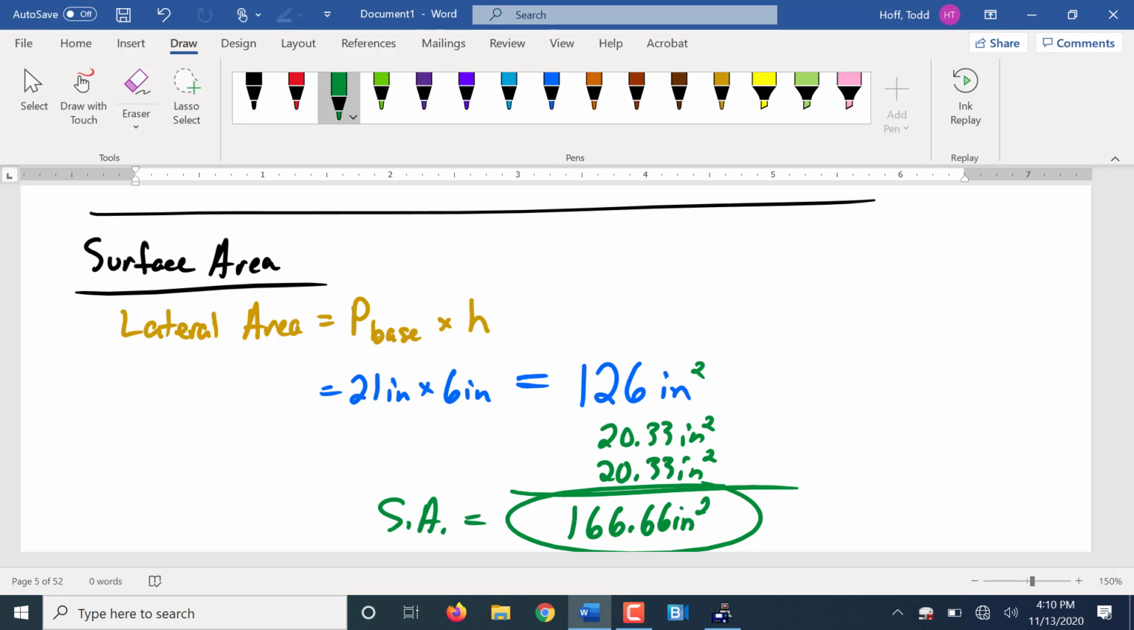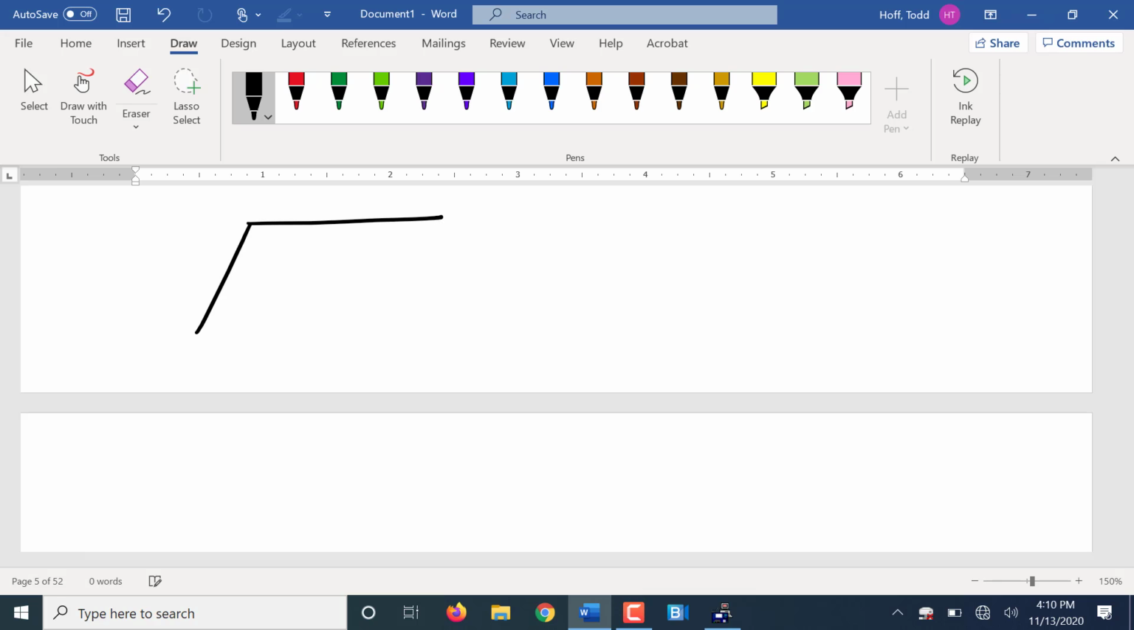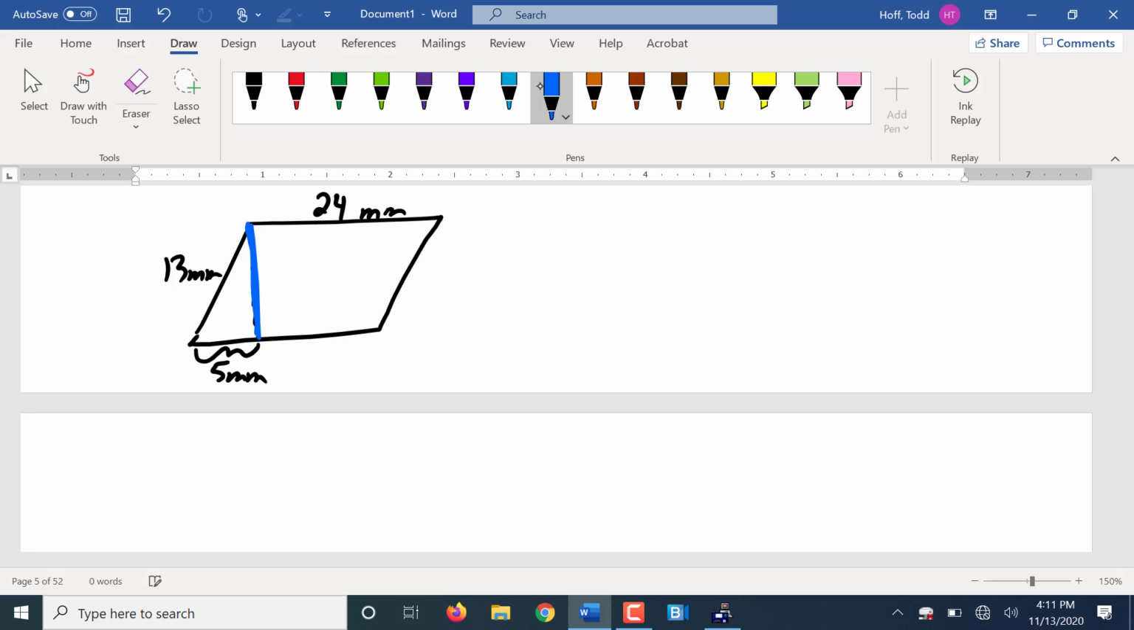Give me about 10 minutes of work on the rest of the quiz and then we'll get out of here. Which one is it, quiz 7 or the other one? Okay, what do you got? 3 and 9. Okay, for number 3, we've got 24 millimeters, 13 millimeters, and 5 millimeters, right? For finding area, however, we need that dimension, the height. So how are we going to find that?